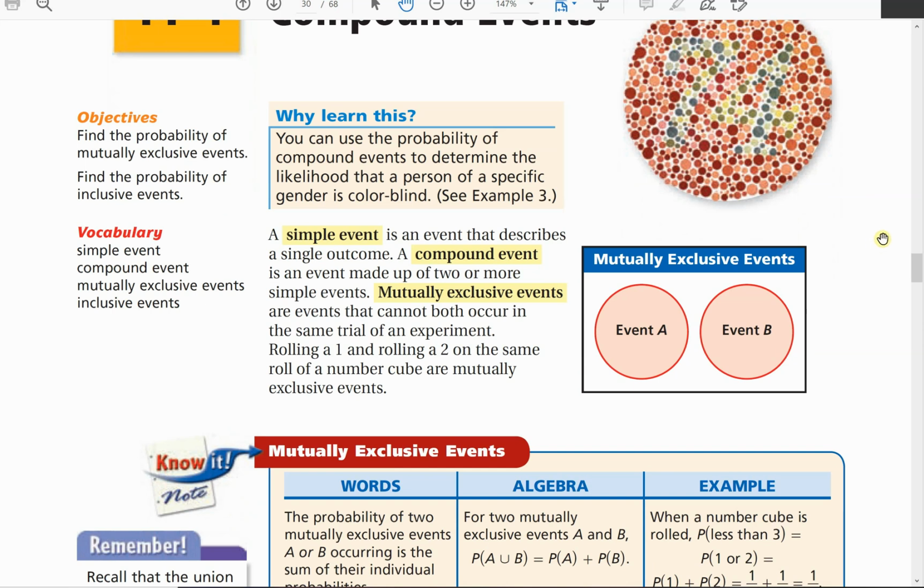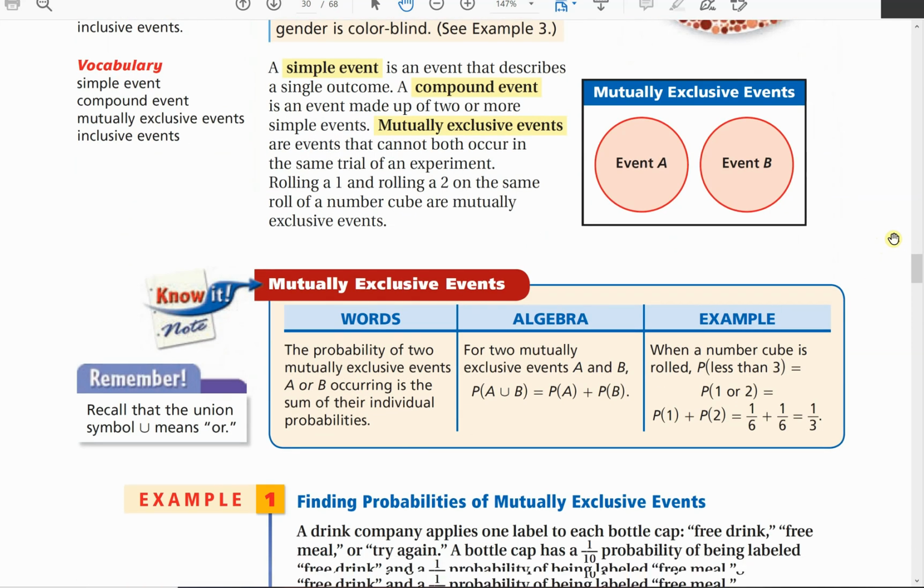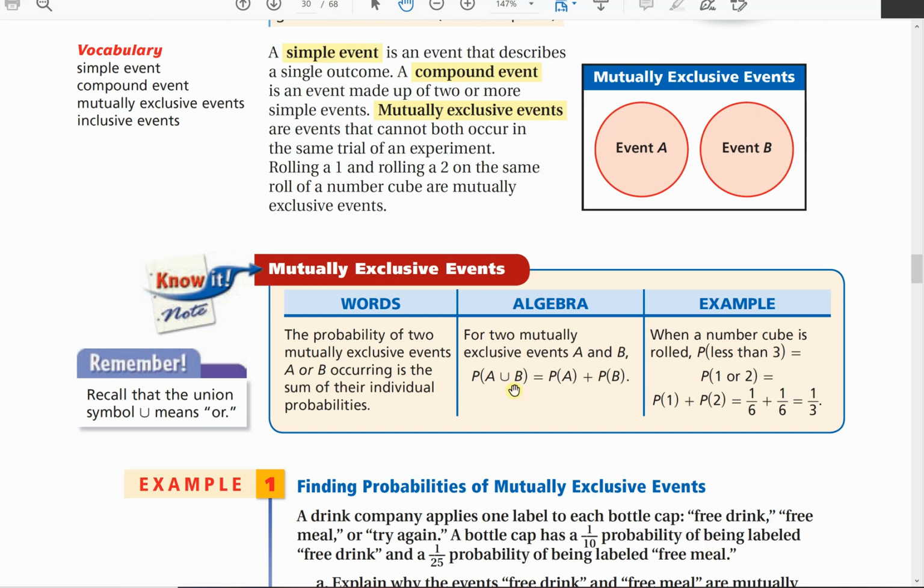So if I roll a die, for example, rolling a 1 and rolling a 2 can't happen on that number cube at the same time. So those events are what we call mutually exclusive. I think I have this Venn diagram here where you've got event A, event B, and there's no overlap whatsoever. The math for mutually exclusive events is this: the probability of A or B, because this is a union, so it's "or," A or B is really the probability of A plus the probability of B.